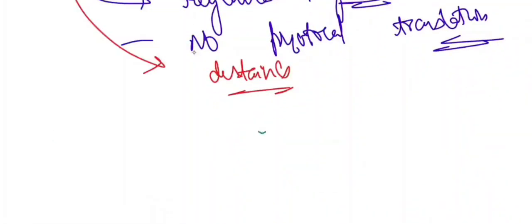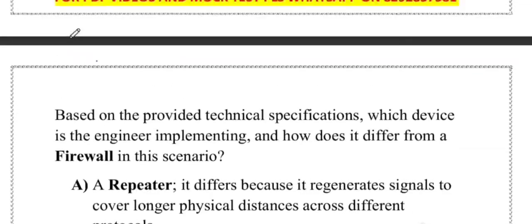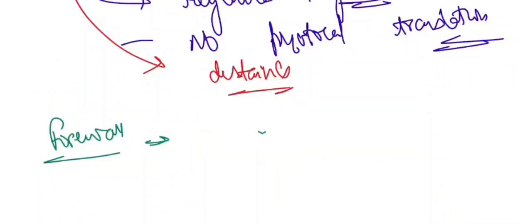Now let's look at option number B that they have provided. Option number B is the firewall. Do you think firewall stands appropriate here? Basically we are looking for a system that translates our protocol, translating between these incompatible systems. So we are looking for a device that translates the protocol. But if you look at the firewall, they do not translate protocol.